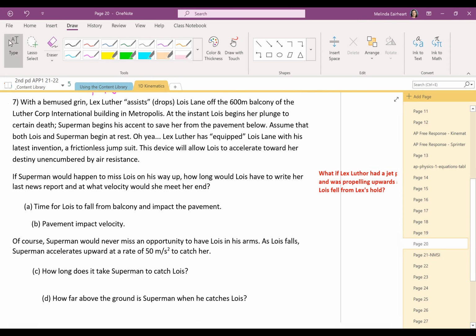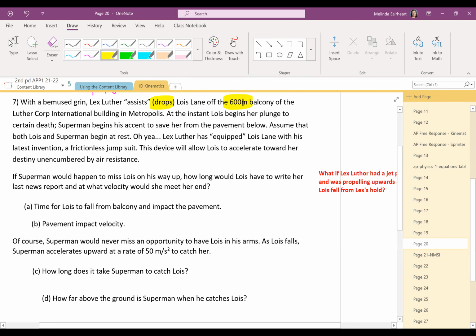Okay. So page 20, here we go. Lex Luthor drops Lois Lane off a 600-meter balcony of the Luthor Corp International Building in Metropolitan. What physics did we hear in that first sentence? Drops and 600 meters. Good.